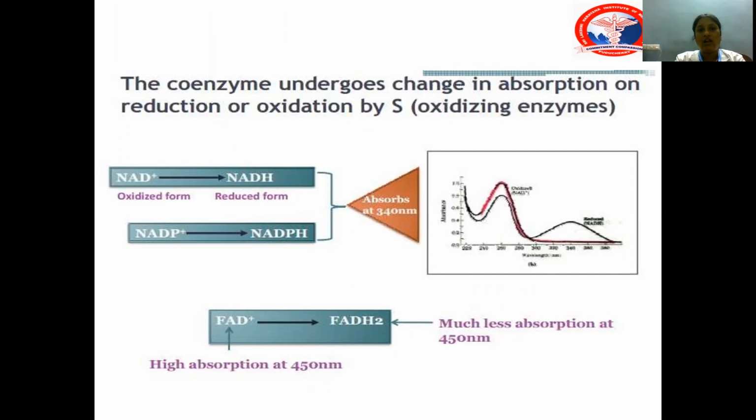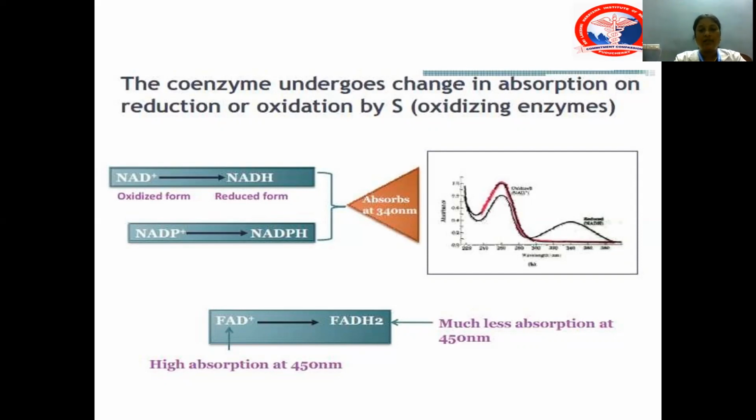Next, the coenzyme will undergo change in absorption upon reduction or oxidation by the substrate. Here you can see NAD plus, which is the oxidized form, will get converted into the reduced form NADH, which will absorb UV. Similarly, NADP plus, the oxidized form, can get converted into NADPH, the reduced form, and both these will absorb light at 340 nanometer.